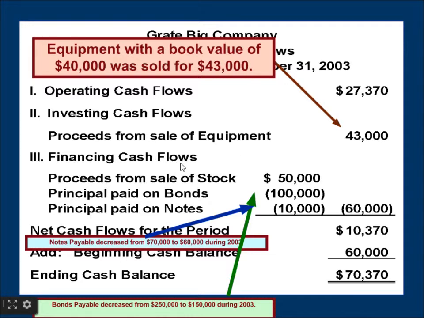For financing cash flows, we have read in the additional information that proceeds from the sale of stock is 50,000, and principal paid for bonds. Since it is paid, there is an outflow of cash, so it is deducted. Principal paid on notes, since it is paid, should be deducted, and then the net cash flow will be 50,000 minus 110,000, which is minus 60,000. You add these two and deduct 60,000, you will get 10,370.